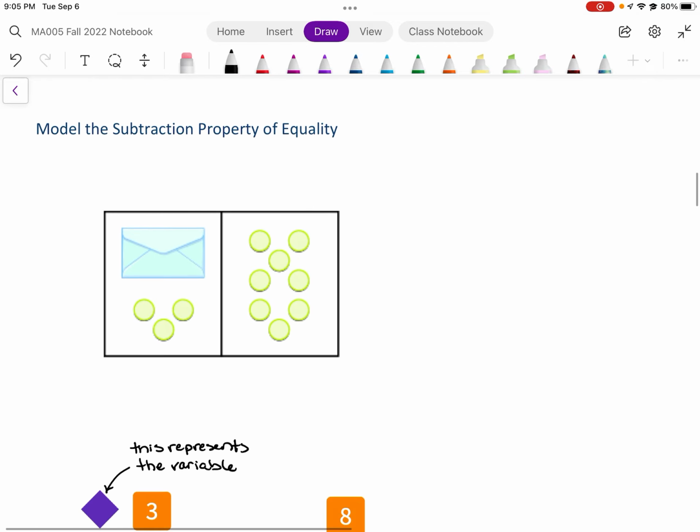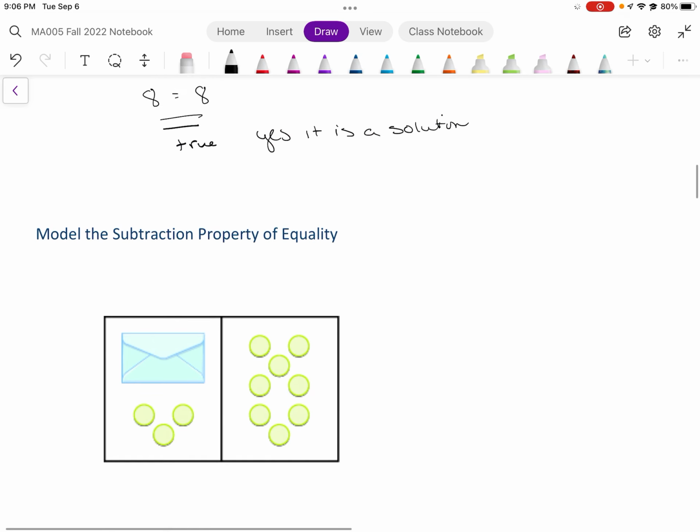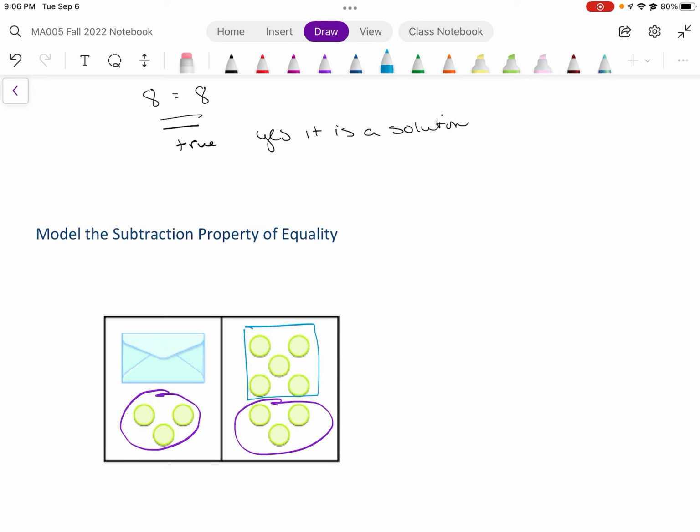Modeling the subtraction property of equality. So we're going to start with this model right here. We have this envelope, and it is supposed to represent a question mark of how much is in the envelope. We don't know. So the way this model works is you basically think, all right, what would I take away here to just have the envelope? And I would have to take away the same on this side. So that means that the envelope must hold 5, right? So in here is 5.